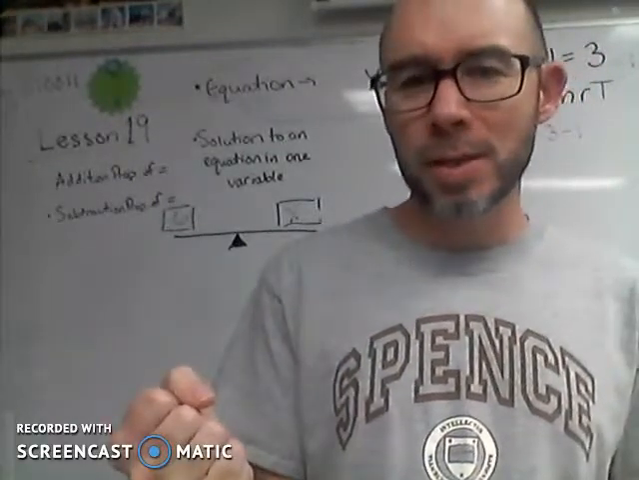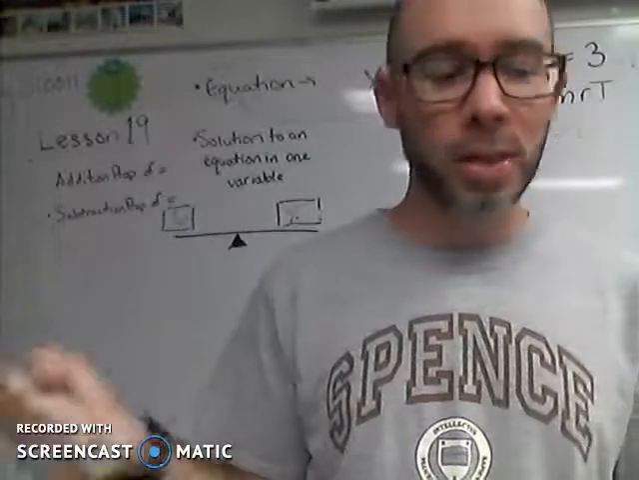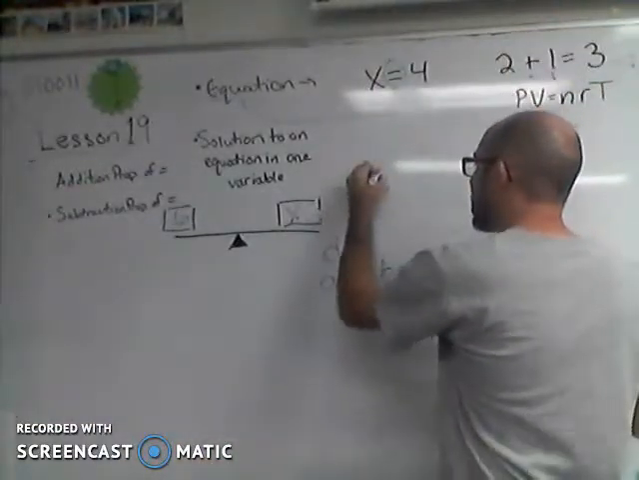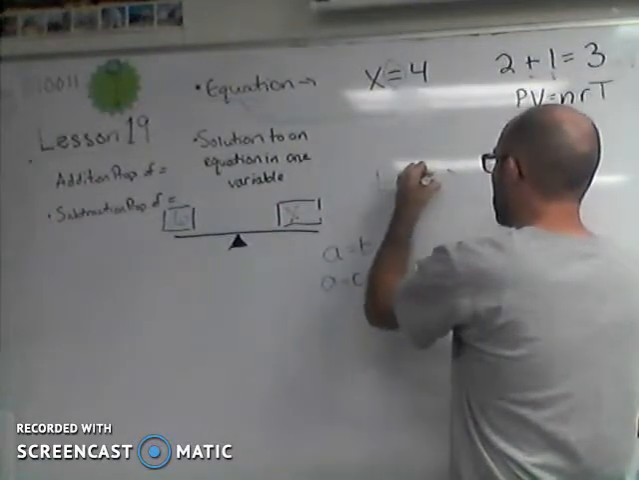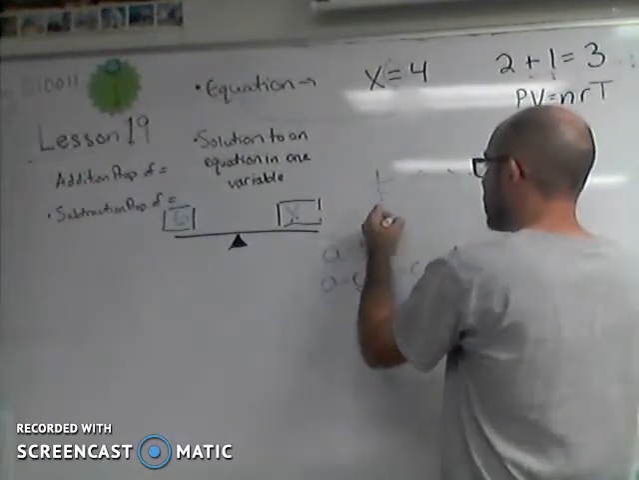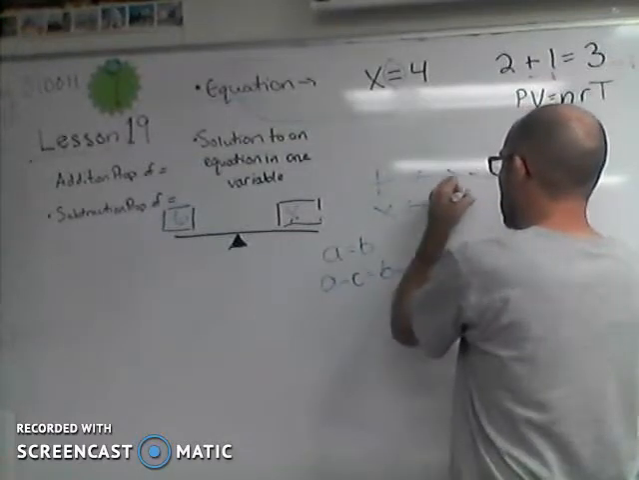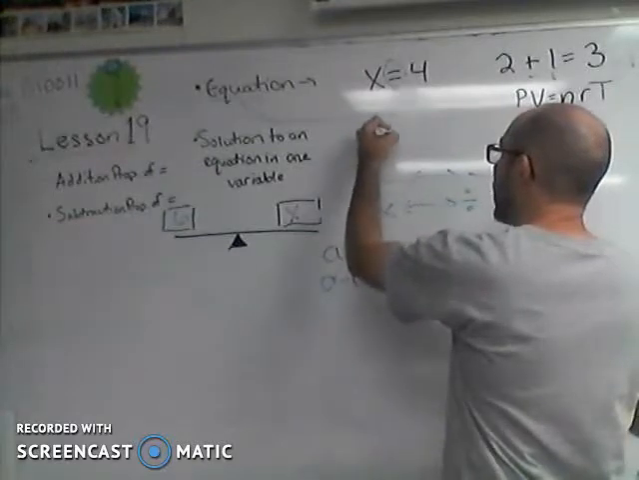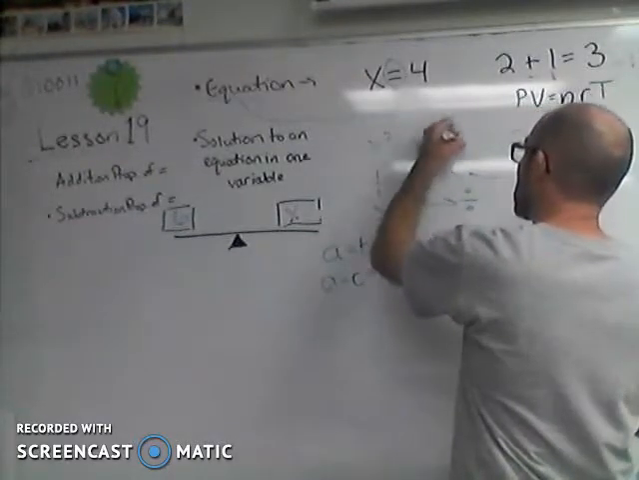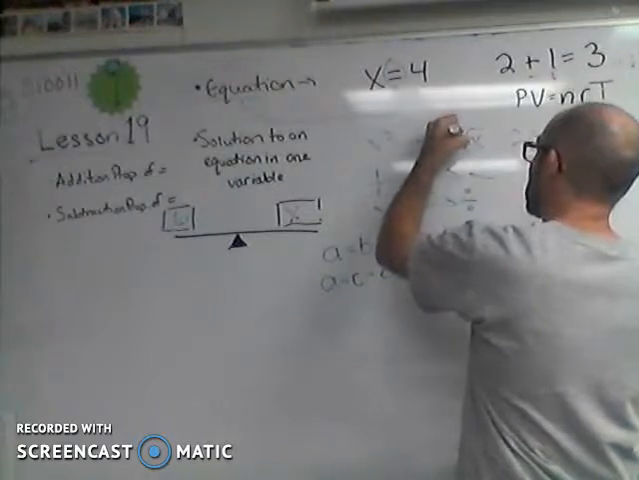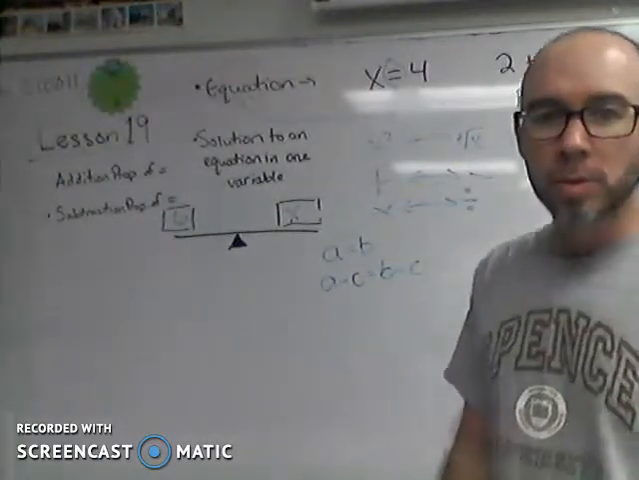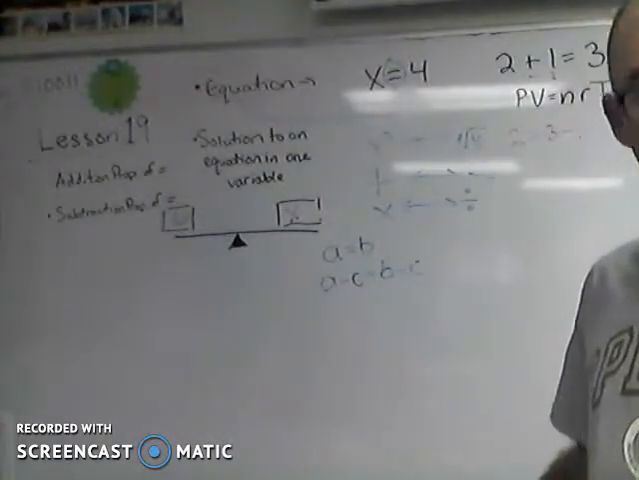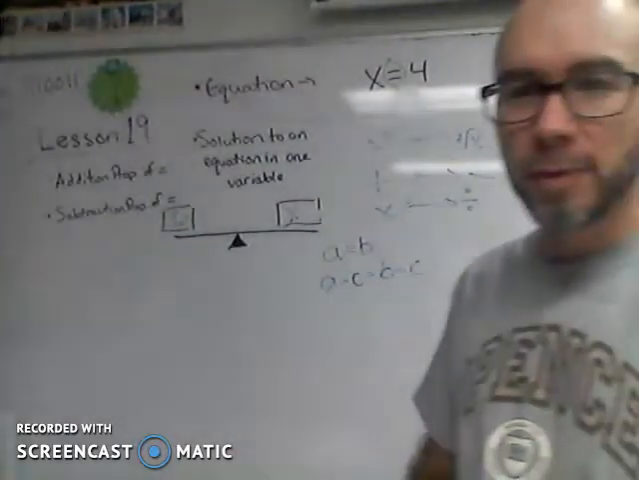Something's been done to x, and I want to undo that so I can just have x all by itself. The inverses that we'll be looking at here would be addition and subtraction, multiplication and division, and we've already looked at squaring something and taking the square root. Those are all operations that we've done before that are just inverses of each other.